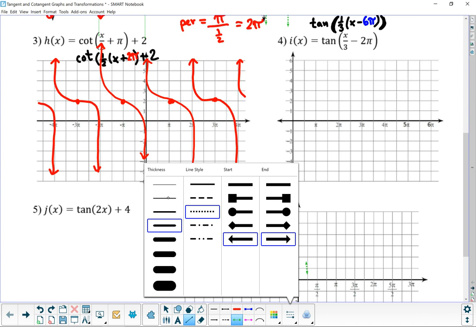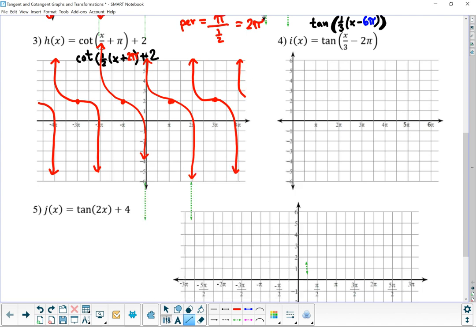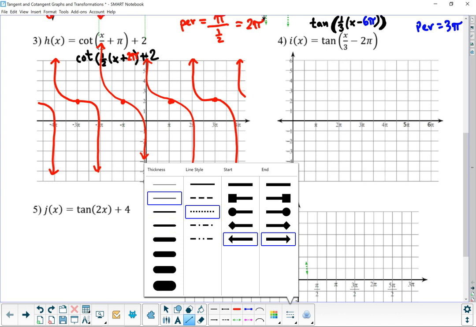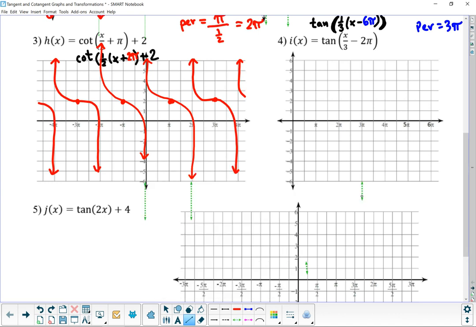The tangent, normally we have it from 0 to pi, but in this case, it's going to be from, well, actually, we haven't even figured out that was my bad. We haven't even figured out the period. So period for tangent is pi divided by 1/3. Okay, the number in front of the x, and that comes out to be 3 pi. Right, so the period for this guy is 3 pi. So I'm going to go ahead and do my period. It's going to be 0 all the way to 3 pi.